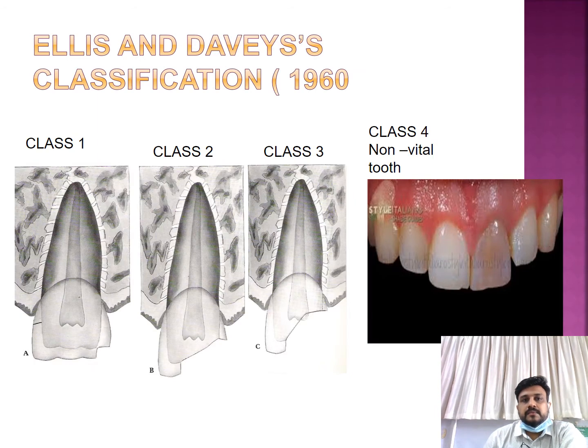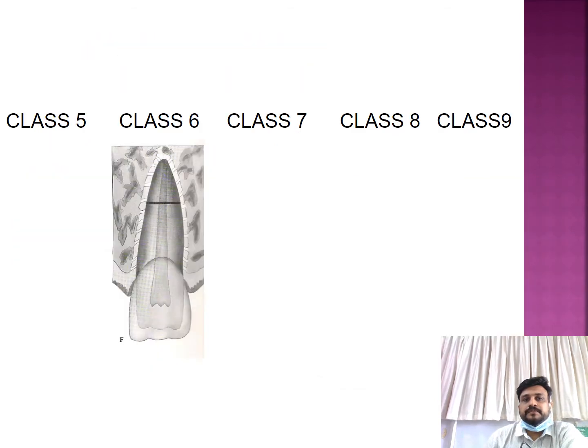These are the pictures. You can see class 1, only enamel, part of the enamel is gone. For class 2, you can see both enamel and dentin are involved. In class 3, enamel, dentin, and pulp are involved. Class 4, you can see in the picture the color of the tooth is changed from healthy to non-healthy.